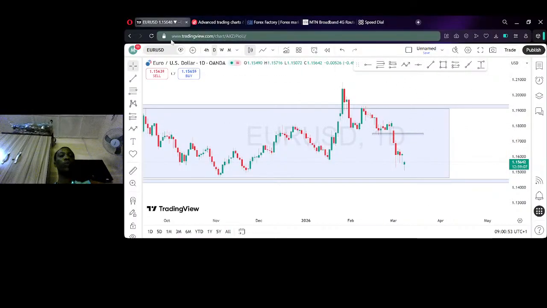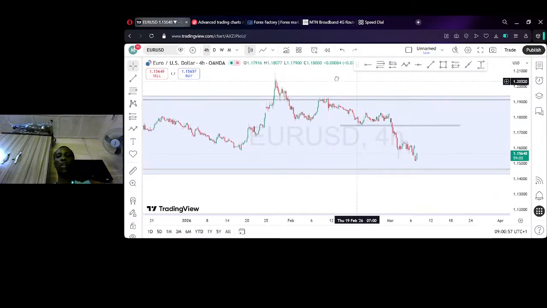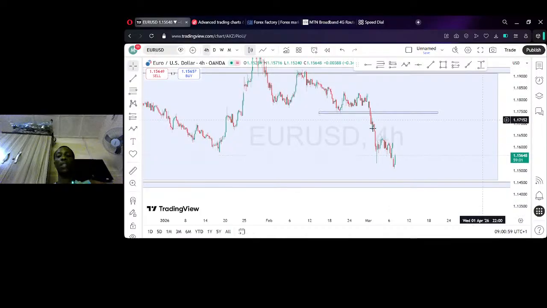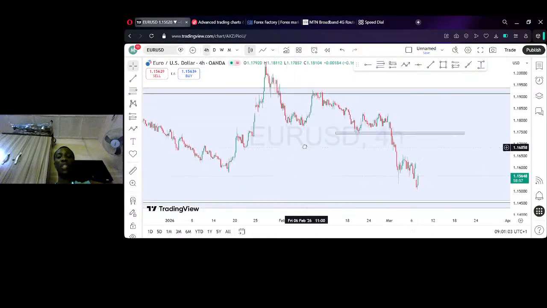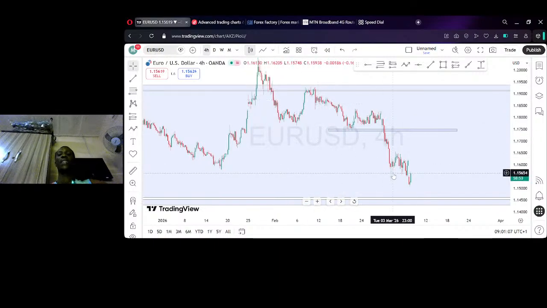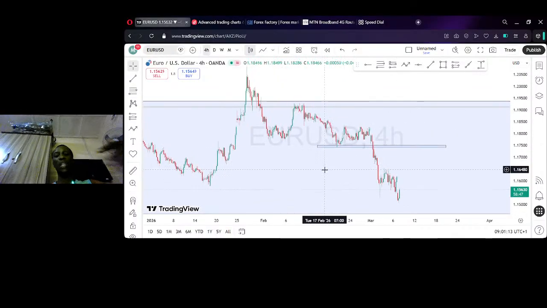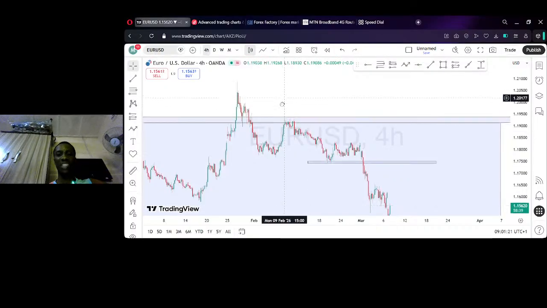So coming to the 4-hour time frame. Now right here on the 4-hour time frame, we have seen that the momentum trend is bearish to the downside. We can see that the momentum trend is bearish to the downside. So for now, the market is not ready to face the upside. It's still retracing, it's still selling inside the range.